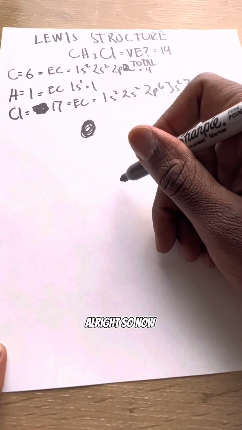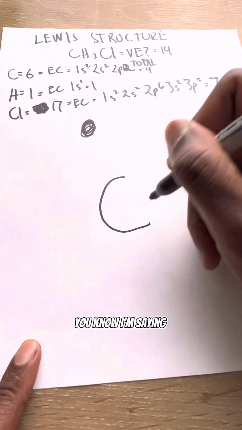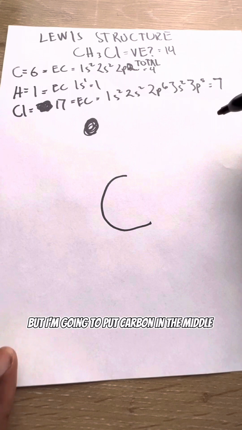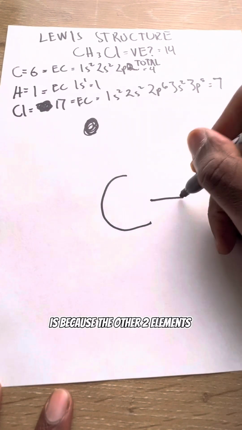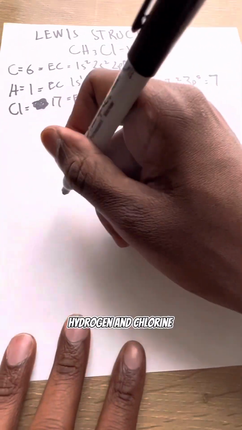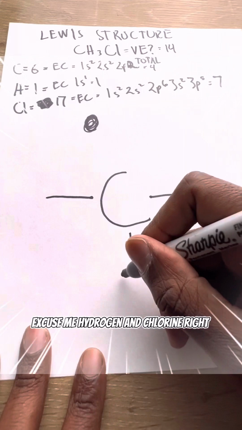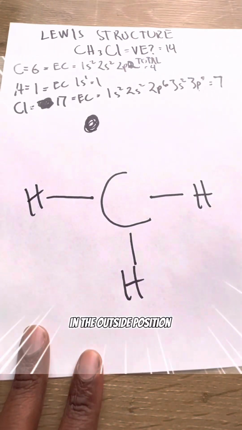All right. So now let's draw the actual Lewis structure. I'm going to draw a little bigger, you know what I'm saying, because that was just too small. I don't know what I was thinking. But I'm going to put carbon in the middle. The reason why carbon is going to go in the middle is because the other two elements, in this case, hydrogen and chlorine, right, these are terminal. Hydrogen is normally going to go terminal, so that means in the outside position.